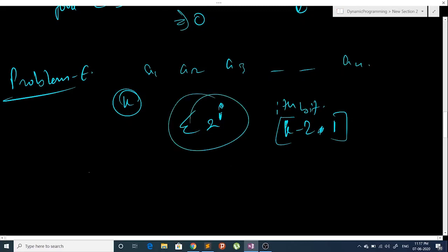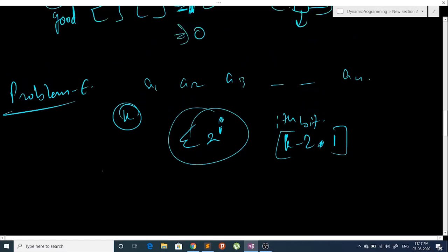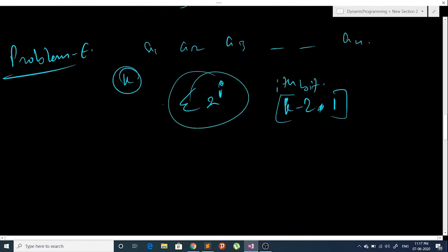How can I do this problem? So the first thing that came to my mind was that I'll just sort all the elements in decreasing order. So after sorting, I'll have a1 greater than a2 greater than a3 greater than ... an.